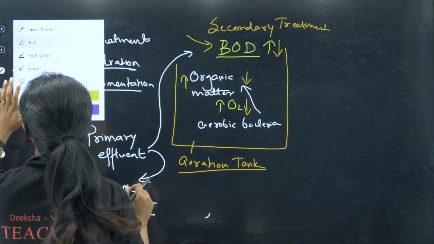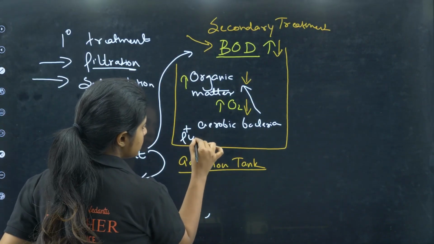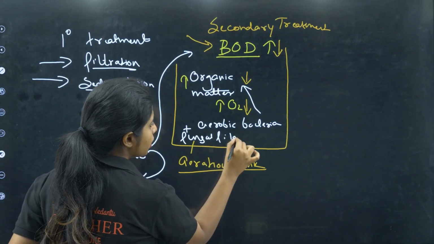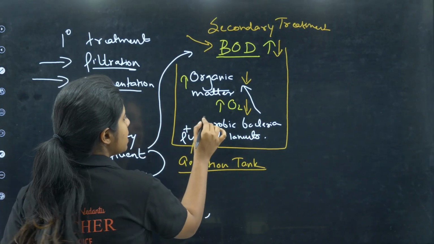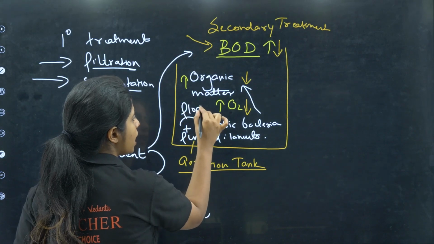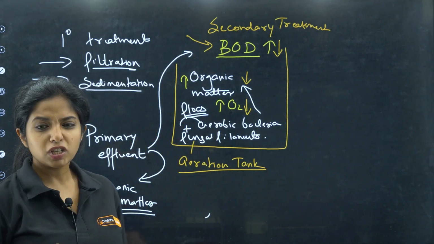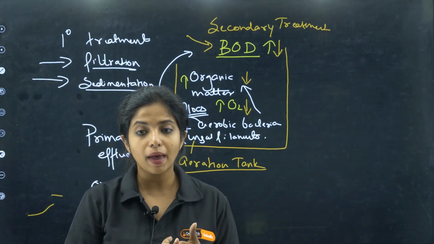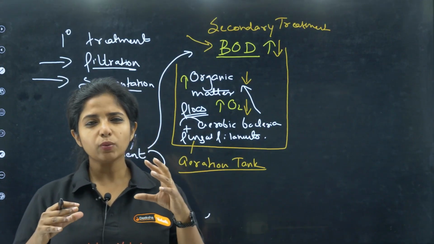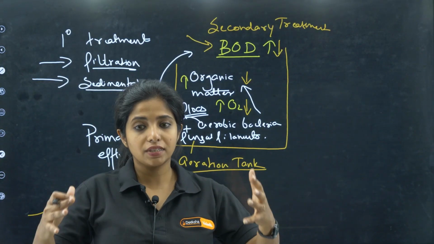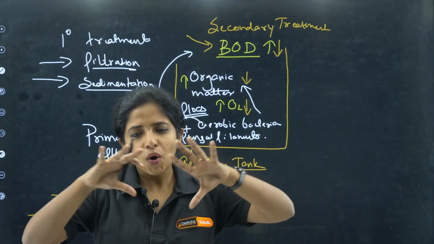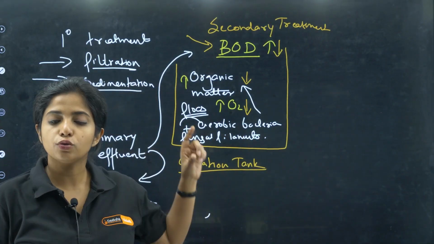There will be certain fungal filaments and a lot of other things clumping up together and making certain structures which are known as flocks, my dear children. So it's a mesh-like structure formed of aerobic bacteria as well as the fungal filaments, as well as all the extracellular things they would be releasing, extracellular as in outside the cell. So all this together forms a mesh-like structure which is known as flocks.